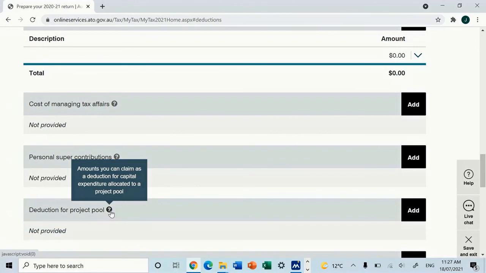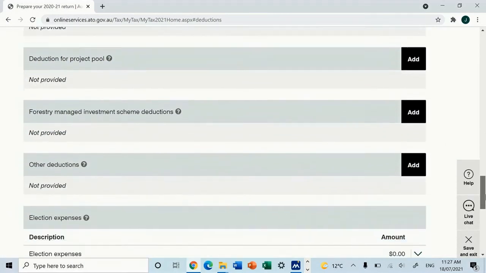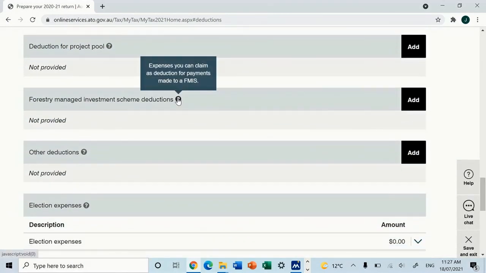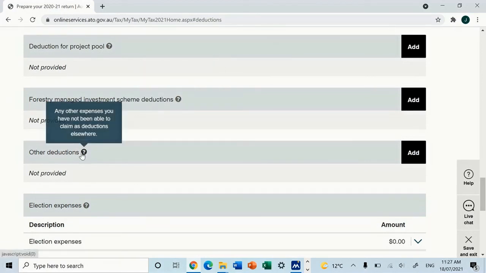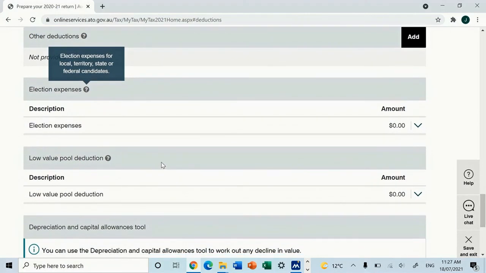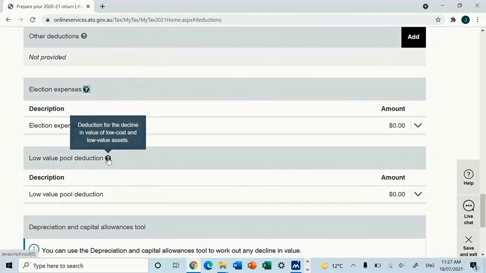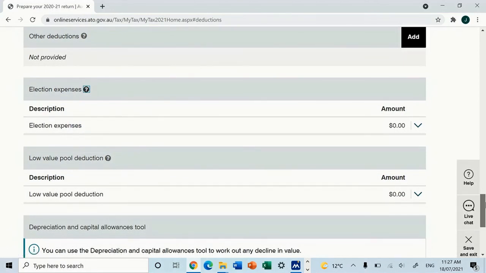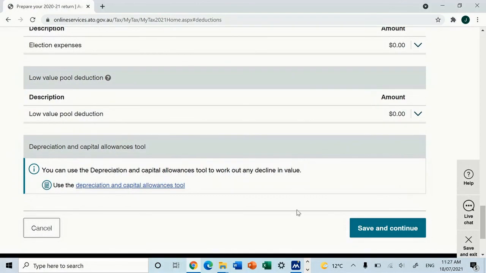Project pool is related to, like, I guess it's like bigger companies and businesses, not individuals. Yeah, other deductions, just if they don't fit any of the other ones. Election expenses, not applicable to me. I don't have anything to do with politics. Yeah, low value pool deduction, once again for businesses and whatnot. Yeah, so that's that.